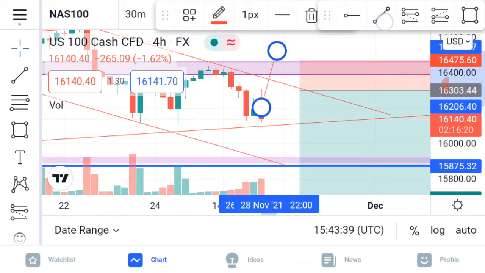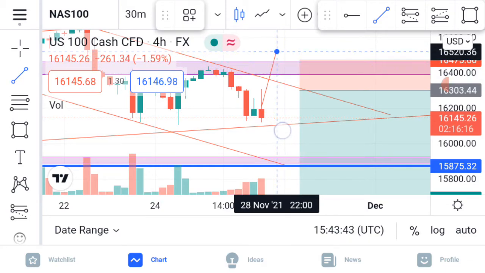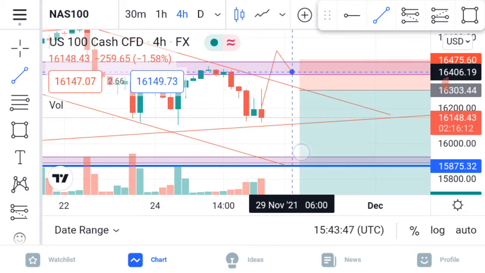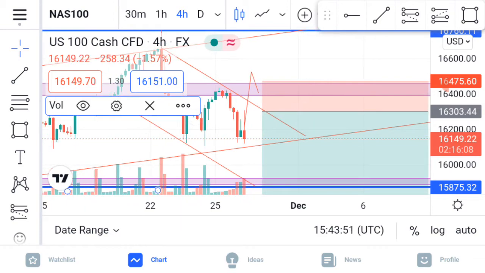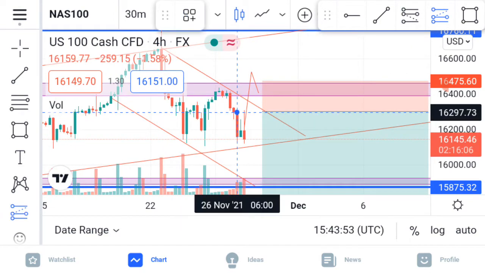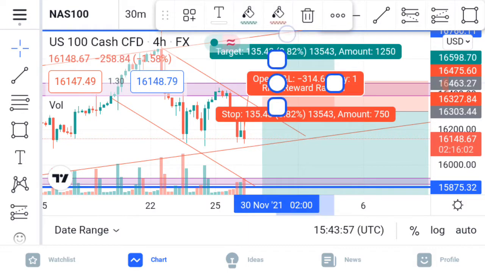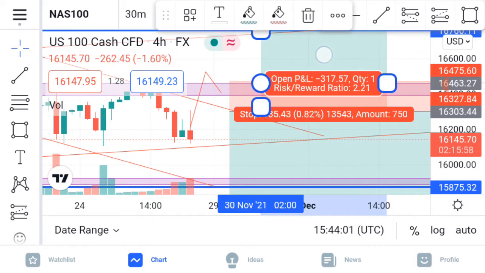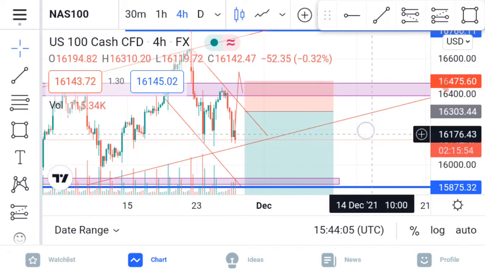this area of sensitivity over here. If it breaks this area of sensitivity, I'll be looking for what? For further buys. And my further buys would be all the way to this high over here, to this high over there. That's my anticipation.